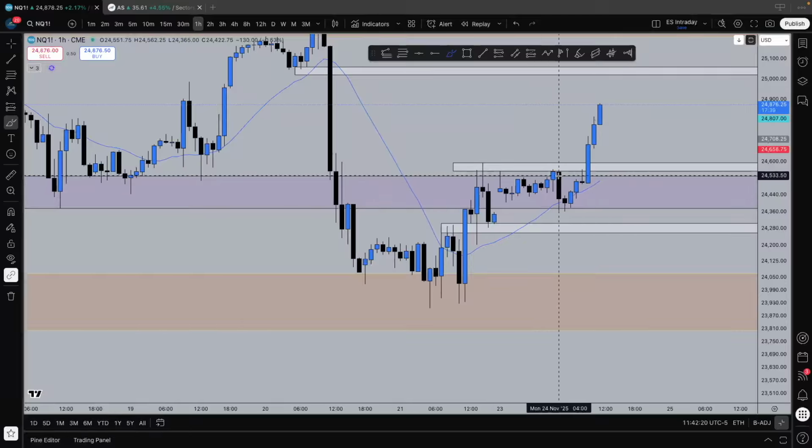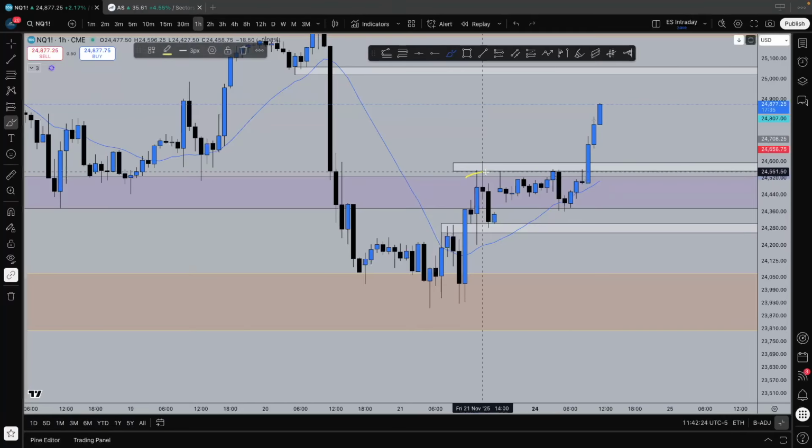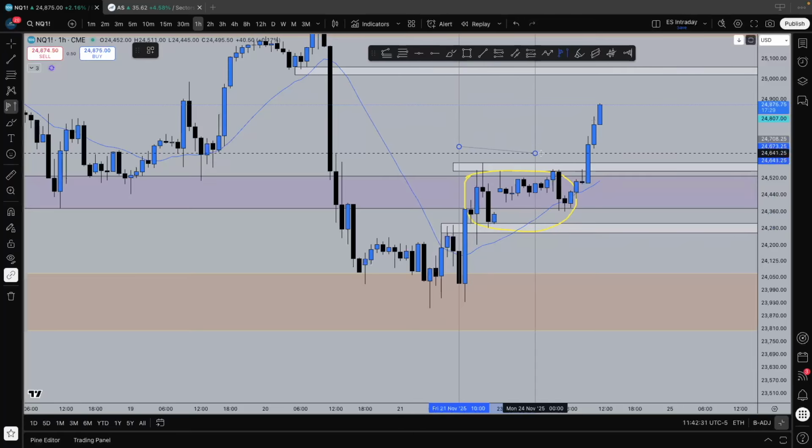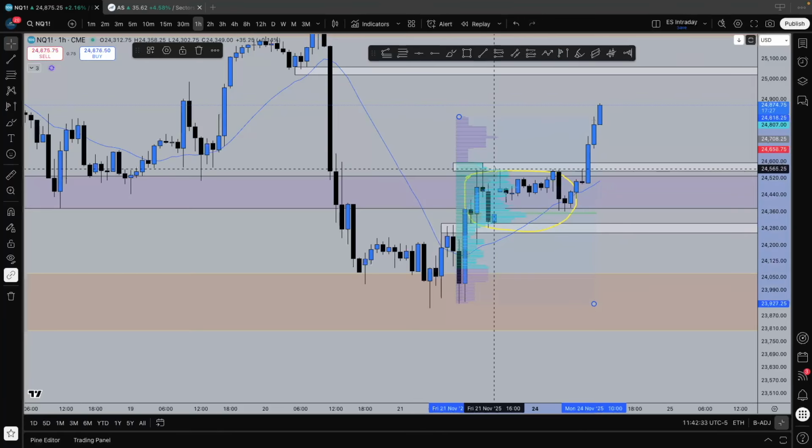But overall, we're pushing up and we're holding, okay? And we had this now as our 1-hour range, this kind of big range here. And you can see this either in the price action or in a volume profile. You can see this is all kind of one big distribution here.